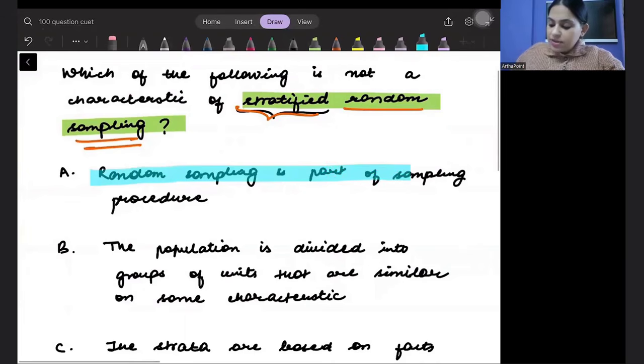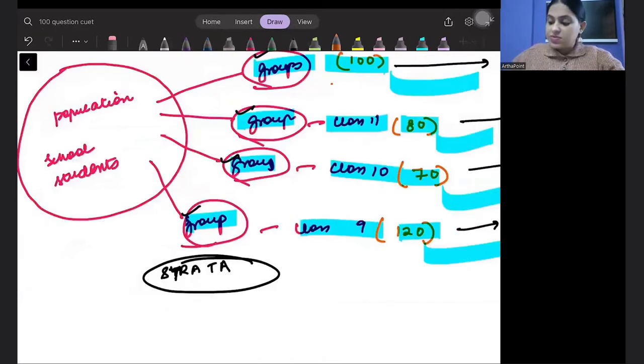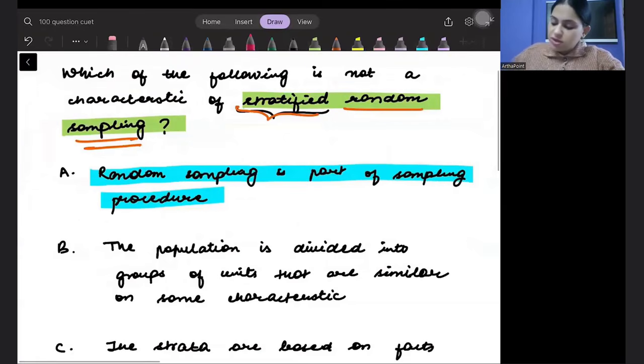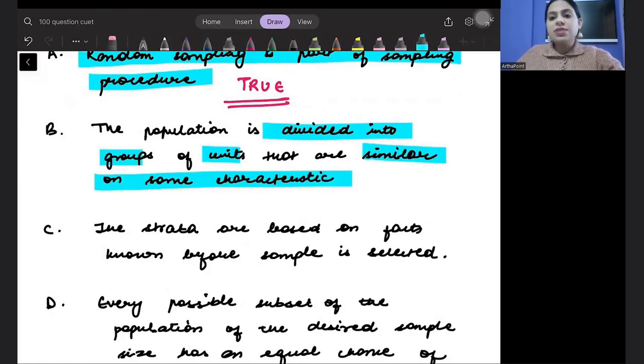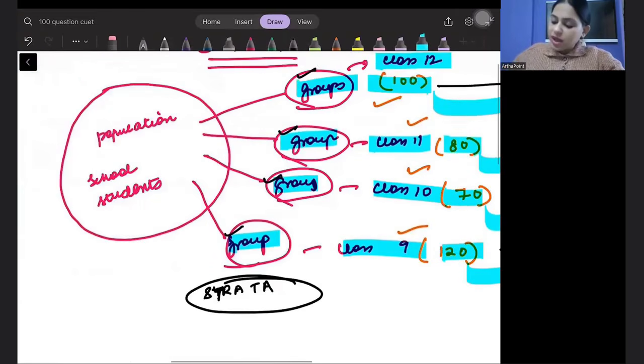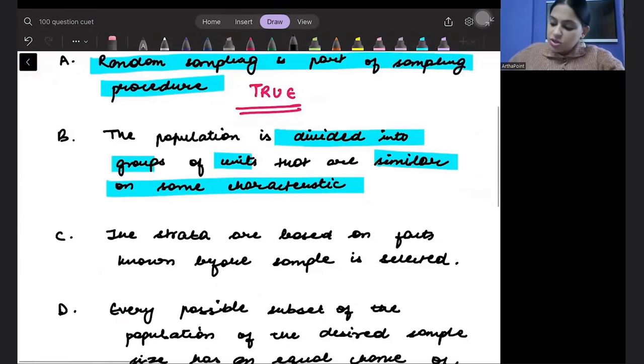So random sampling is part of the sampling process. Yes, here we are doing random sampling, we are randomly selecting from every strata. So this is a true statement. Then read the next part, beta. The population is divided into groups of units which are similar on some characteristic. Yes, whatever groups we are creating here, they have some similarity. They are similar on some basis. So this statement is also true.